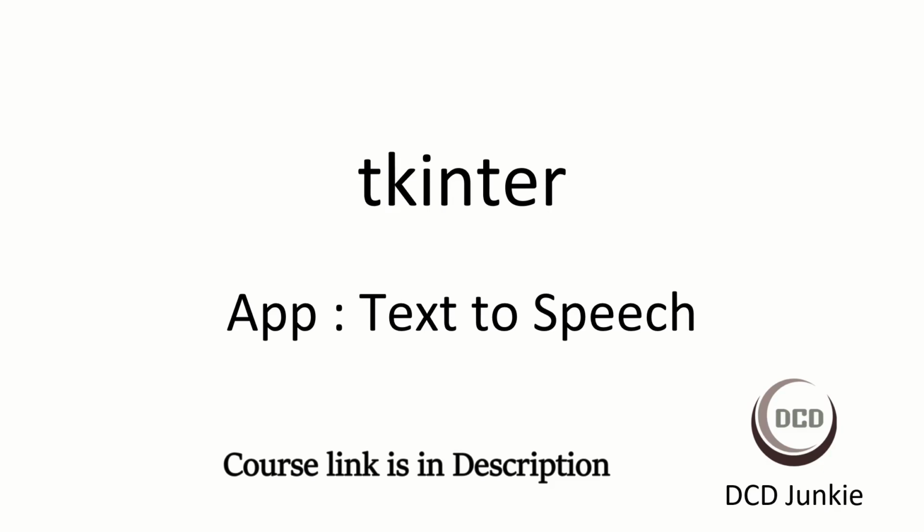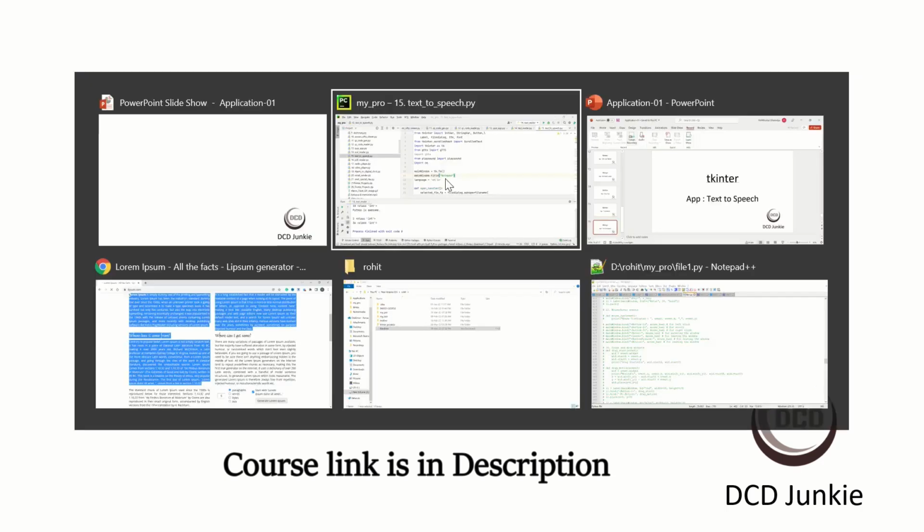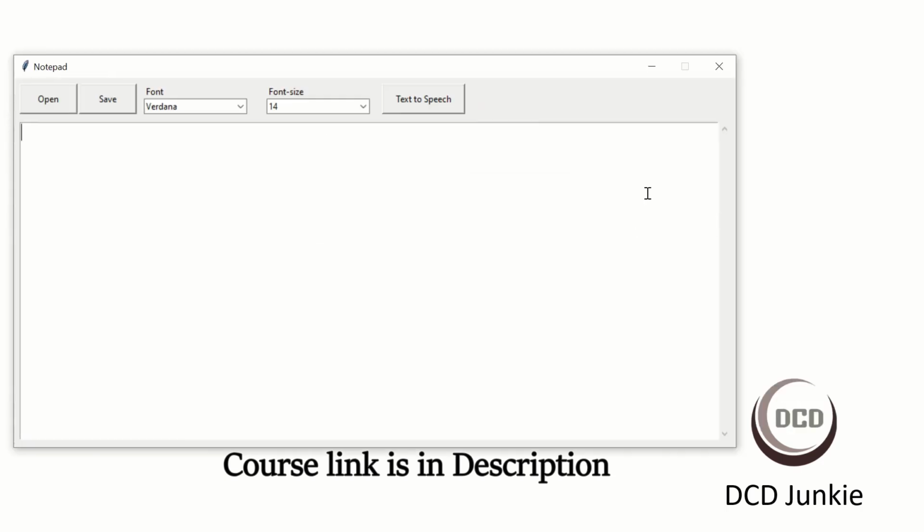Hello and welcome. So now we are going to make another Tkinter application which would be a text to speech. So whatever data is inside the text area, it would try to convert into speech. You'll be able to hear that. So let me just show you the application. Its UI would be similar to the previous application that we just had. It is just that one new extra button is added here, which is the text to speech button.